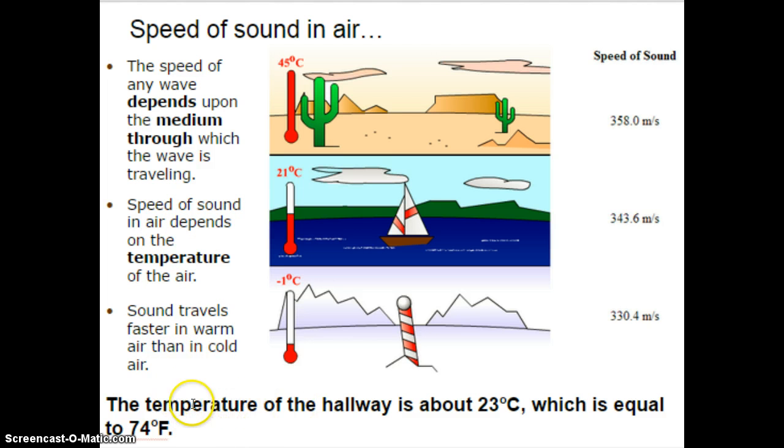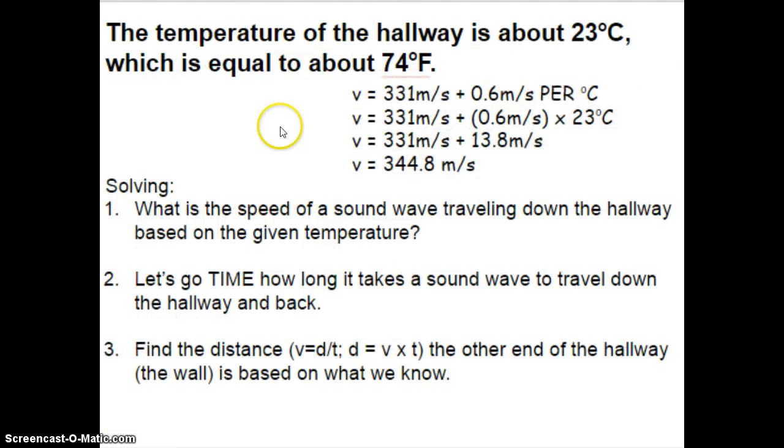So we did a lab experiment in class. The temperature of the hallway was about 23 degrees C, which is 74 degrees Fahrenheit. And I asked you to calculate a couple things. If the temperature is 23 degrees C, we can actually calculate this. So this is the first time I'm walking you through this. At 0 degrees C, the speed of sound is going to travel at about 331 meters per second.